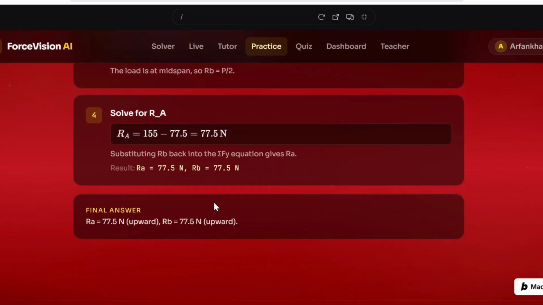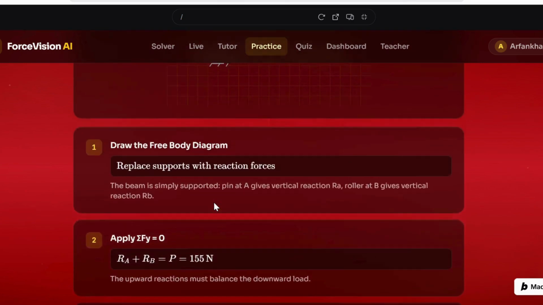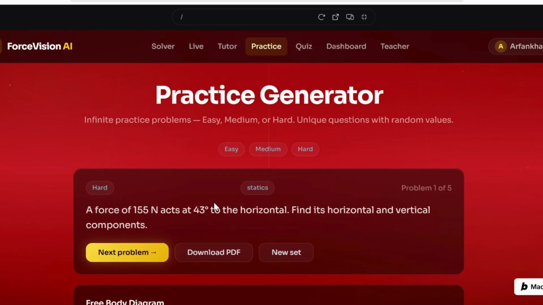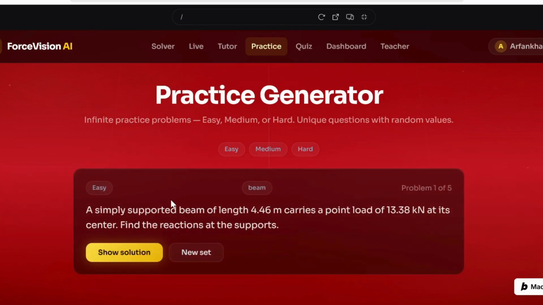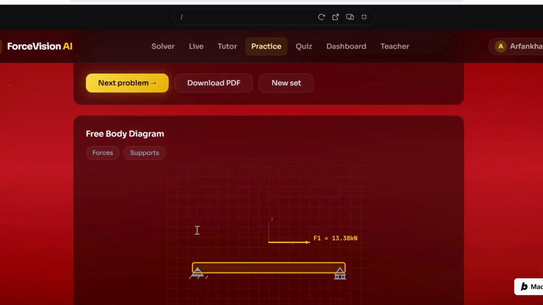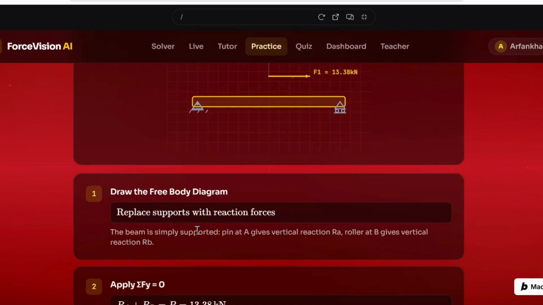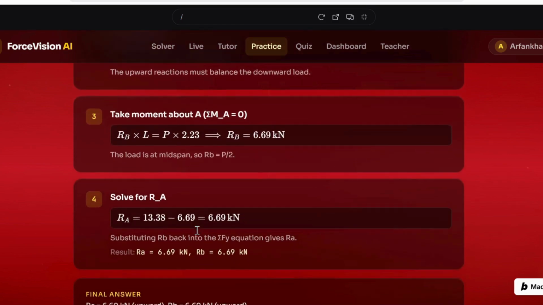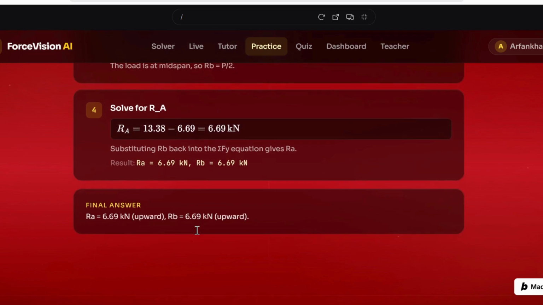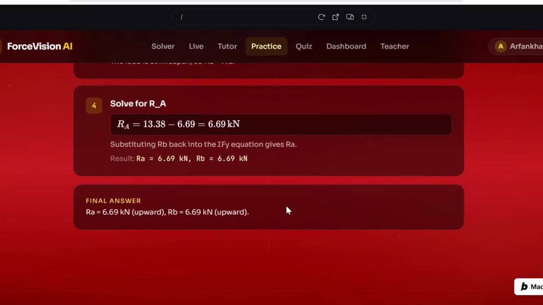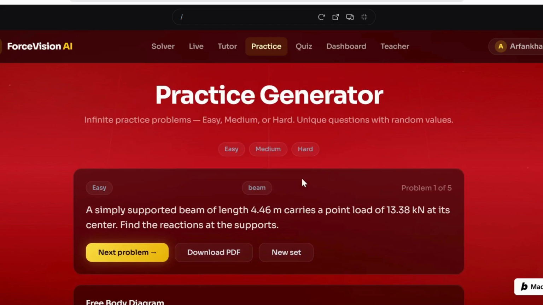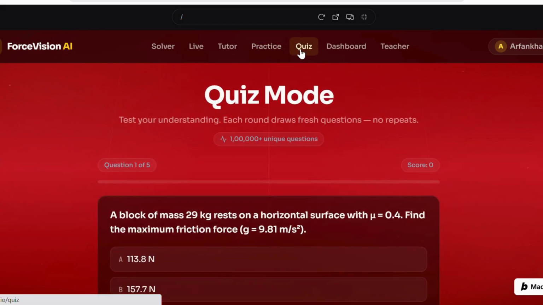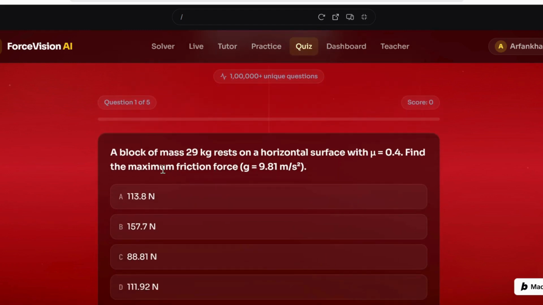So as you can see, moments and reactions, and finally the angle is given as well. If you want easy questions, you can give easy questions as well. It will generate. For the easy question, F1 is equal to 13.1338. Sorry. So as you can see, the answer was given as 16.56.69, and finally the quiz option as well.